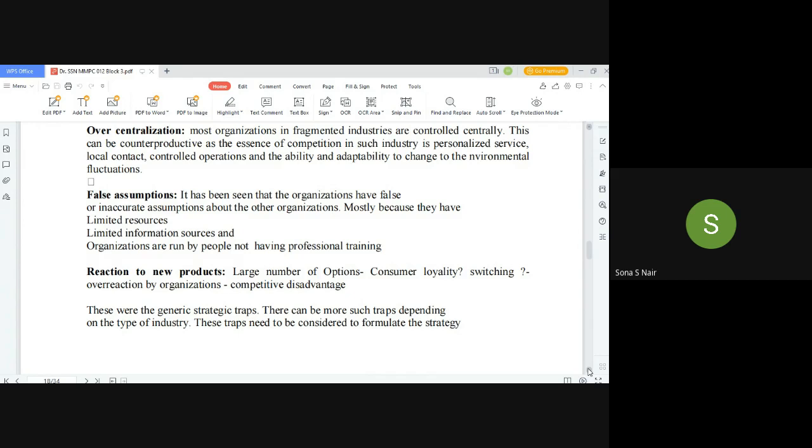Here the firms or businesses also react very violently. Not violently, I would say they will overreact to new products which would come in the segment, because of the fear of losing customers, because of the competitive disadvantage that they might have if there are new products which they possibly are not offering. So there's a lot of reaction to new products, which adds to the volatility of a fragmented industry.